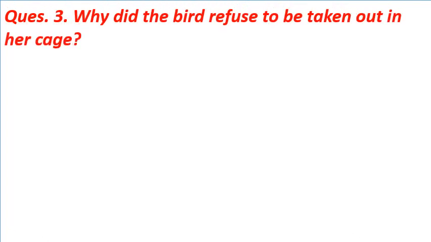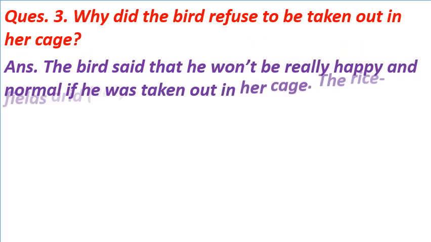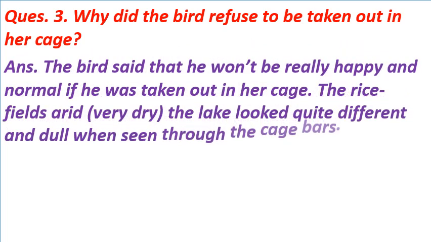Question number 3: Why did the bird refuse to be taken out in her cage? The answer is: the bird said that he wouldn't be really happy and normal if he was taken out in her cage. The rice fields were arid, which means very dry. The lake looked quite different and dull when seen through the cage bars.